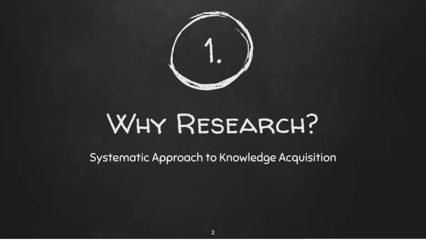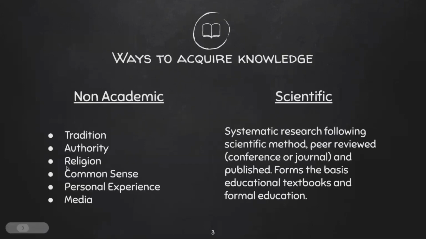Now, academically, we're going to learn how to do this for the benefit of improving systems, improving processes, as well as services. Non-academic types of research would look at tradition. What are some of the practices that we've done over the years from childhood right into adulthood? We look at authorities, religion, common sense, personal experience, and even the media. These are some of the sources that we would go to get non-academic information on things that we're interested in.